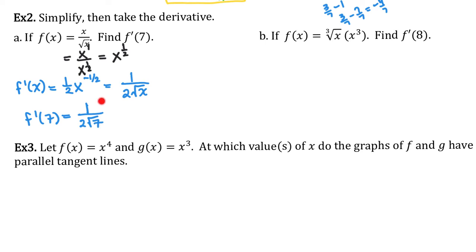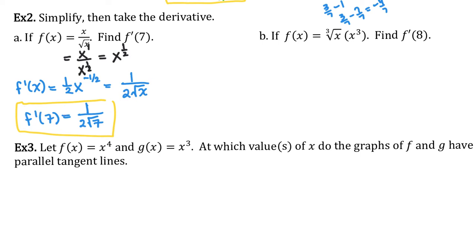If I tried to rationalize by doing root 7 over root 7, I would get root 7 over 14, which is not a better answer. So I'm going to go ahead and leave it like this. So f prime of 7 is equal to 1 over 2 root 7. Okay, and do make sure you label your work. This is f prime of x. This is f prime of 7.